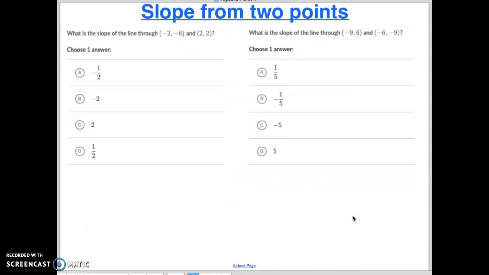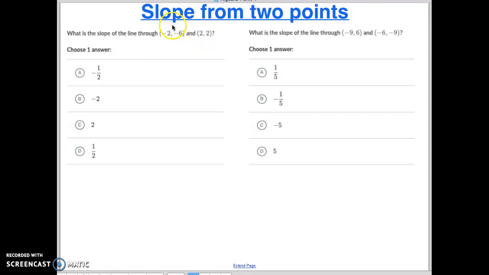Slope from 2 points. Okay. So if you remember on this point, coordinate point right here, your x-coordinate comes first, your y-coordinate comes second. Well, same thing with this one. X-coordinate came first, your y-coordinate came second. So remember that rise over run is your change in your y-coordinate over your change in x-coordinate.